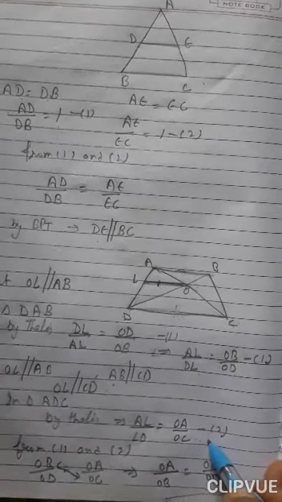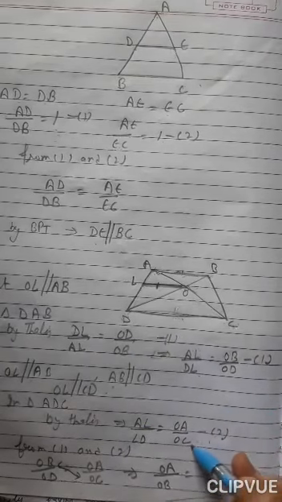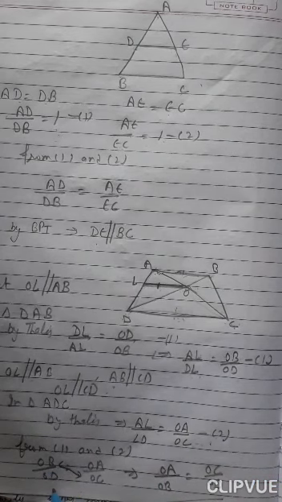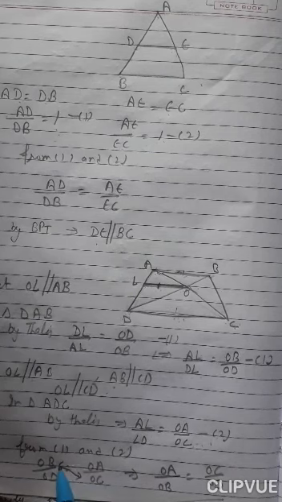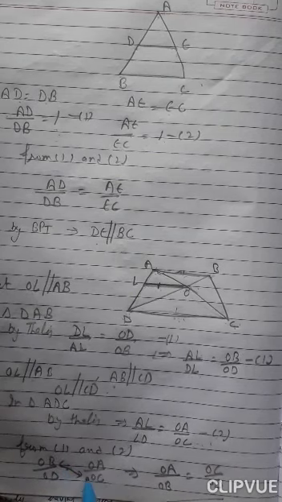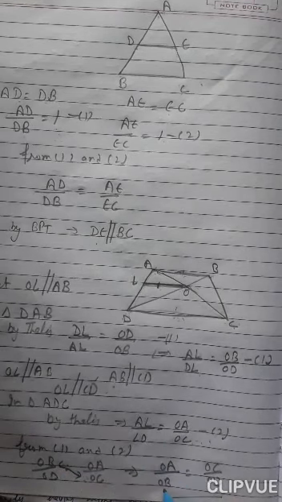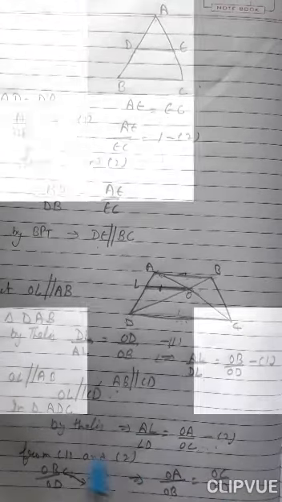Now compare both terms. We are going to compare from 1 and 2. Left hand sides are equal, so right hand sides are also equal. So it's equal to OB over OD is equal to OC over AC over OC. Just take the reciprocal of these two. Interchange. So it becomes AO over OB equals OC over OD. And this one we have to prove.